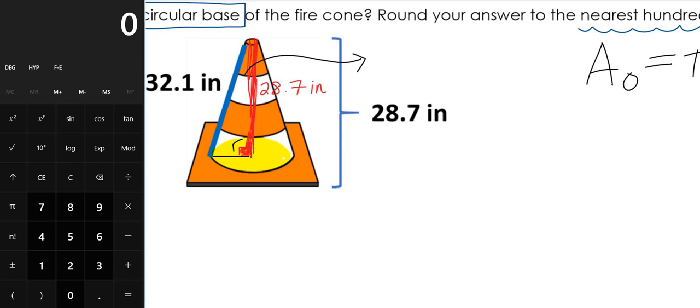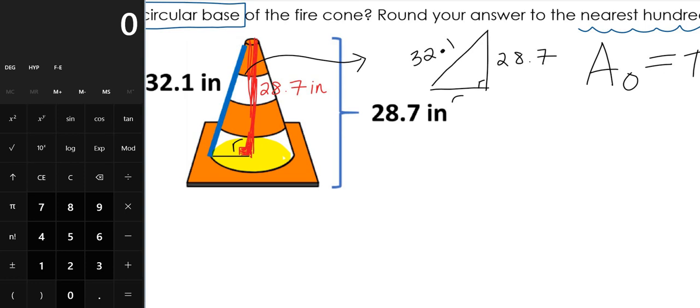Let's take a look. Here is my right triangle. I have 28.7 for the height. I have 32.1 for my hypotenuse, and my goal is to solve for r. Now, we can't use trig because we don't have an angle. So our better choice here with this right triangle is Pythagorean theorem.